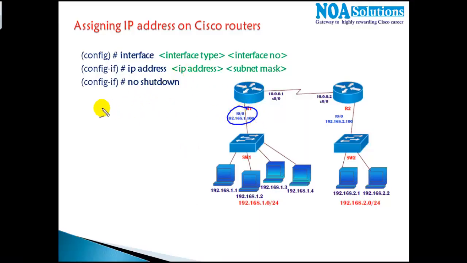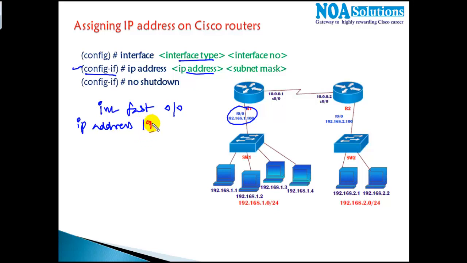Let's say this is the IP address. I need to go to the interface. Type means we need to tell whether it is a fast Ethernet or serial interface. Right now it is my fast Ethernet interface, and then the number. What is the number we are using? F0/0. Once you use this command, you go to the interface mode. Inside the interface mode, we need to say ip address, and you have to type whatever the IP address we decided.